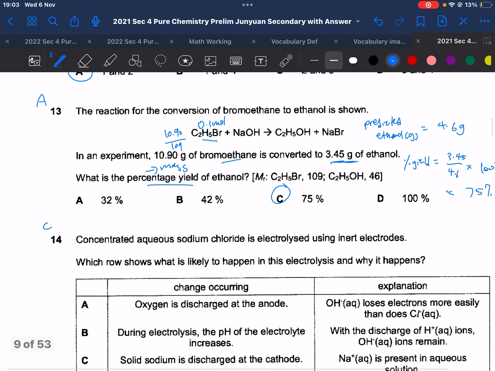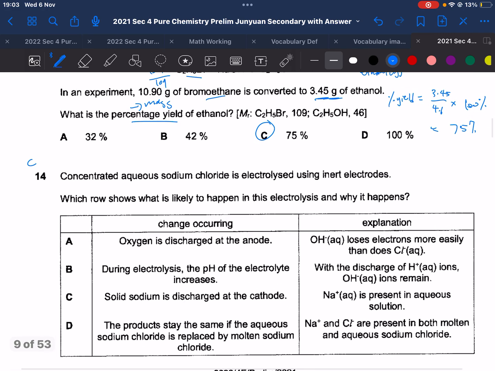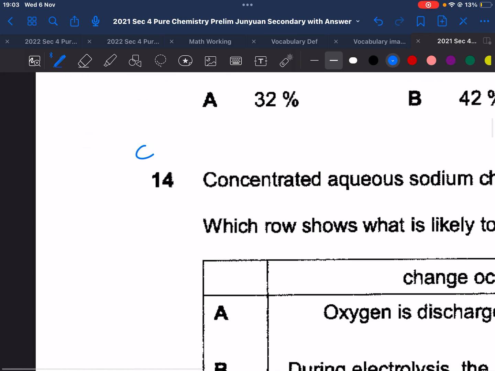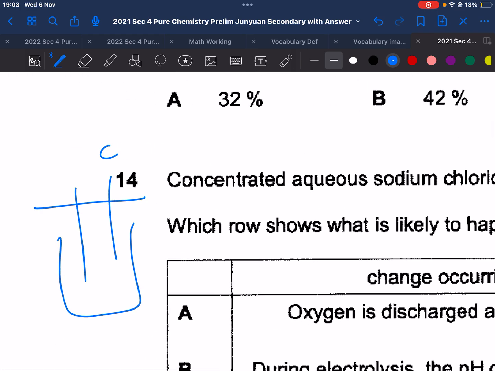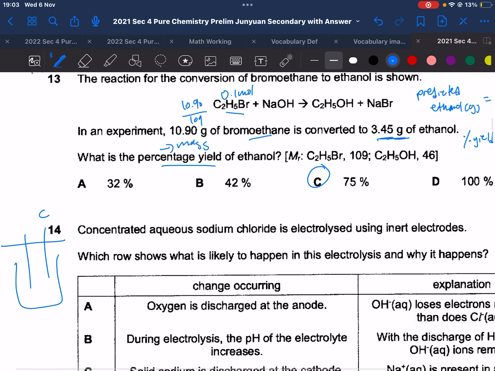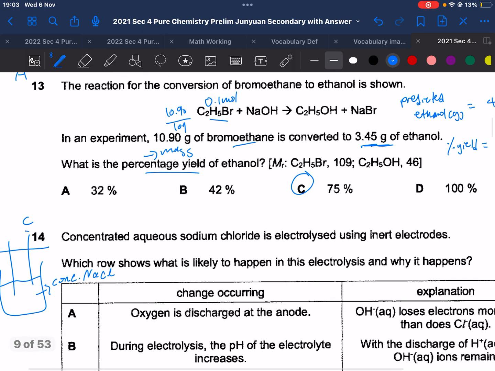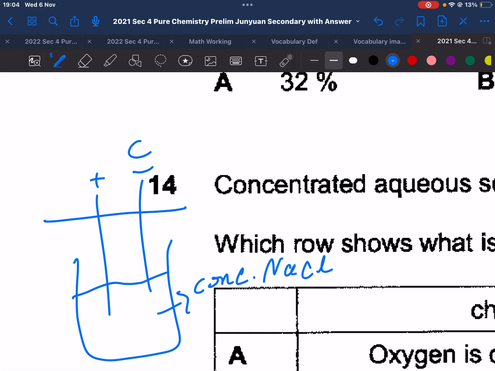Concentrated, whatever. Electrolyze using inert electrodes. The answer is A. Let's just draw it out. I have electrodes here, using inert electrodes. So what happens in the electrolysis? This is actually concentrated. Oxygen is discharged at the anode. This will be your anode, and this will be your cathode. The cathode will be the negatively charged one.